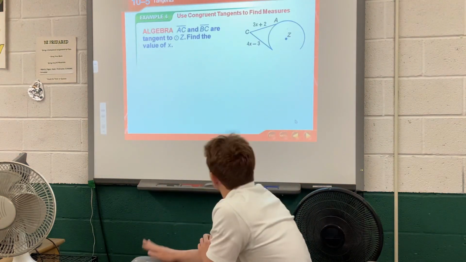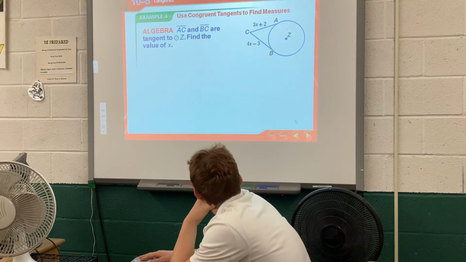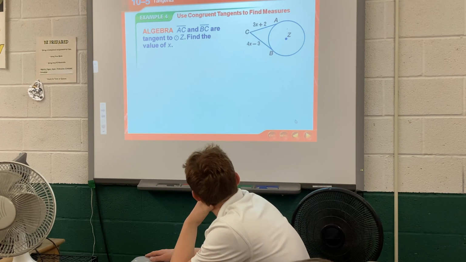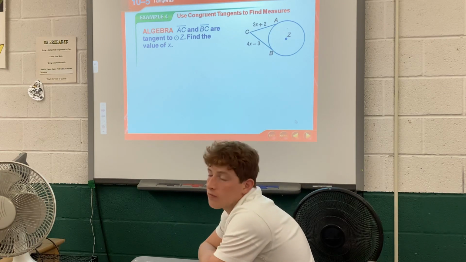So, here we go. The next one, AC and BC are tangent. So again, they should tell you all those. And as soon as they tell you that then you're looking at 10, 11. So C is my random point out in the middle of nowhere. And then I have two segments from the same exterior point that are tangent. So the segments are congruent.